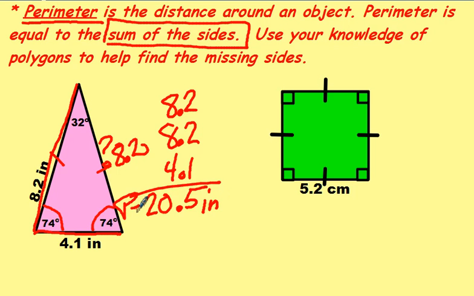Be sure to label everything. Perimeter of this triangle is 20.5 inches. In this case, we have a square. We have 4 equivalent sides, so you may multiply by 4 here. And the perimeter of this square is 20.8 centimeters.